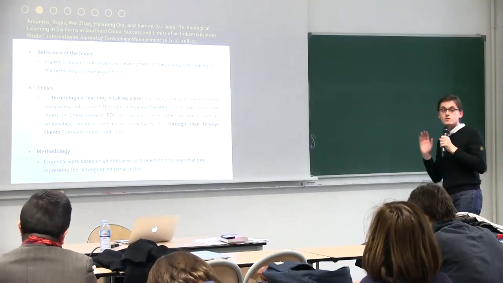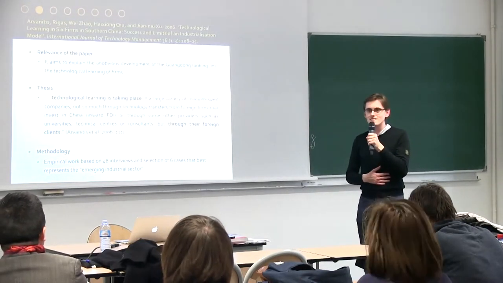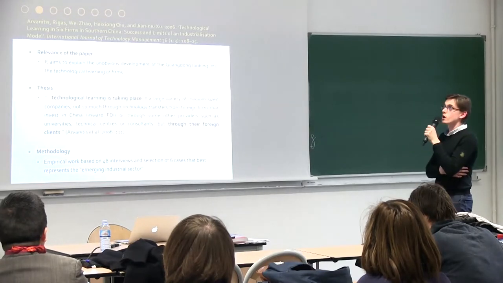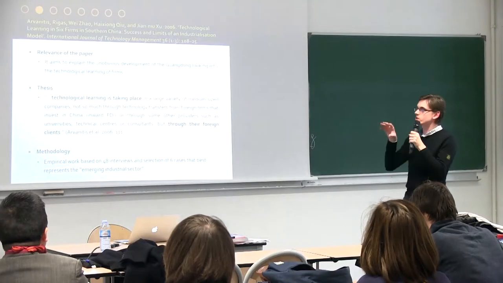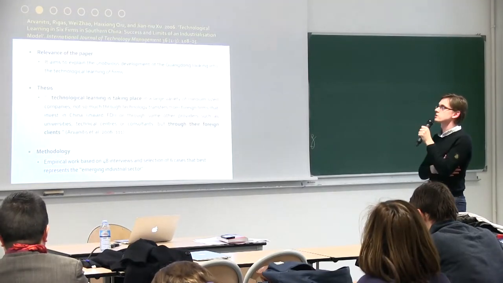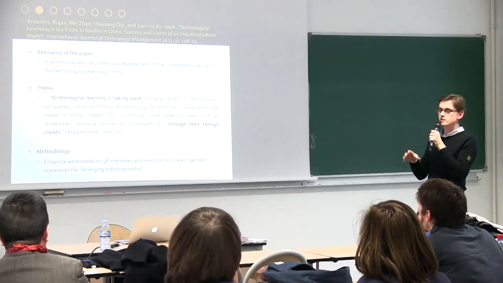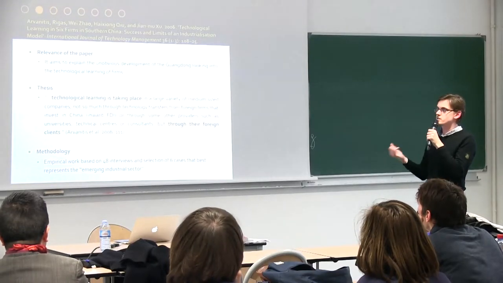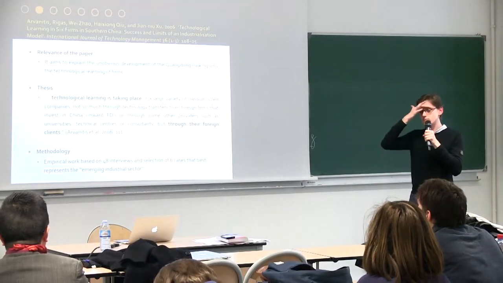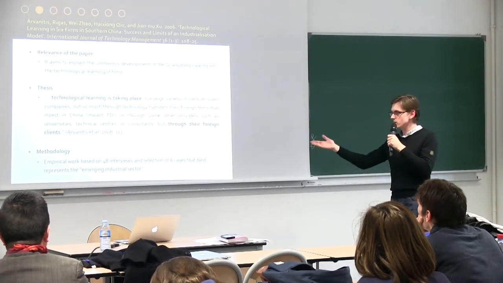So, what is the relevance of the first paper from 2006 from Arvanitis and Zhao? The first one from 2006 aims to explain the development of Guangdong, looking at the technological learning of firms. Its main thesis is that technological learning is taking place in a large variety of medium-sized companies, not so much through technological transfers from foreign firms that invest in China, or through providers such as university technical centers or consultants, but through their foreign clients. This study is based on a series of interviews and a selection of six cases that best represent what they call the emerging industrial sector.